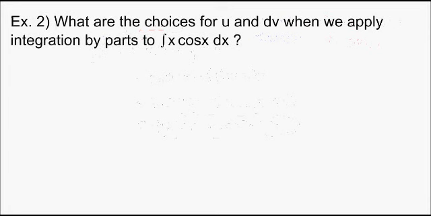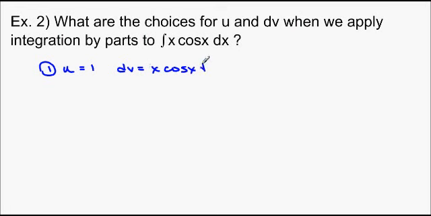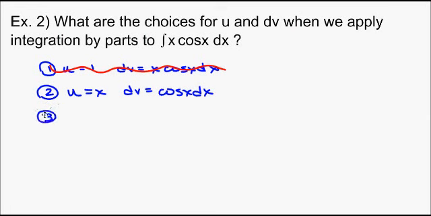Example 2. What are the choices for u and dv when we apply integration by parts to the integral of x cosine x dx? This is the problem that we just looked at, and what you probably are thinking is, how did you decide what to use for u and what to use for dv? Well, there are 4 possibilities here. First, we could have said that u equals 1, because this is 1 times all that, and dv is therefore x cosine x dx. This does absolutely nothing for us. So that's kind of useless. Our second possibility is what we did use, which was u is x and dv is cosine x dx. You saw that that worked very well.